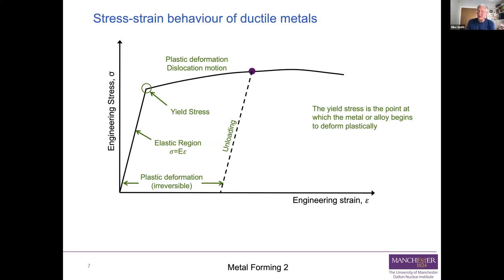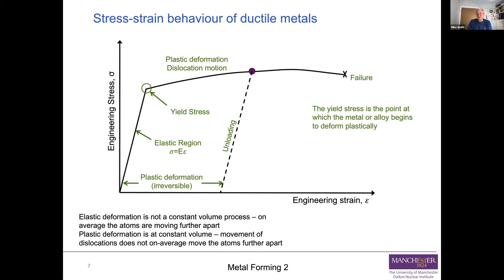And of course, in forming, that's what you're actually trying to put in. You're not interested in elastic deformation because it will spring back afterwards. What you want is a permanent change in shape. So you're working in this region of plastic deformation. And finally, of course, you get failure. And what happens in failure is when the neck forms. And we'll come back to that on the next slide.